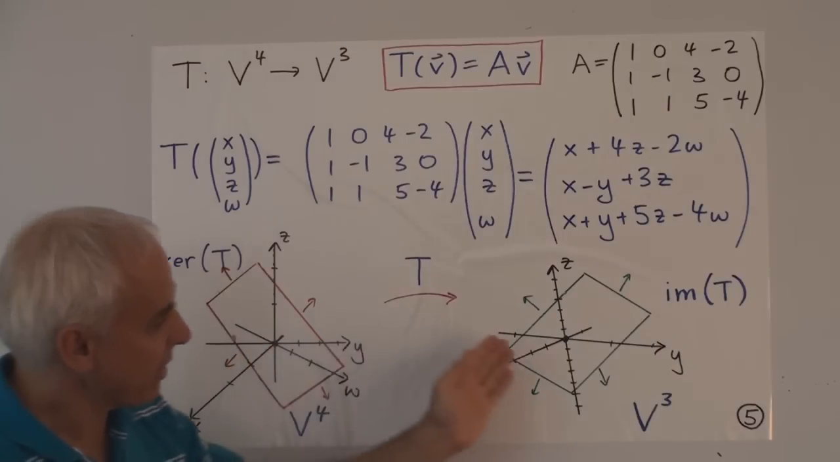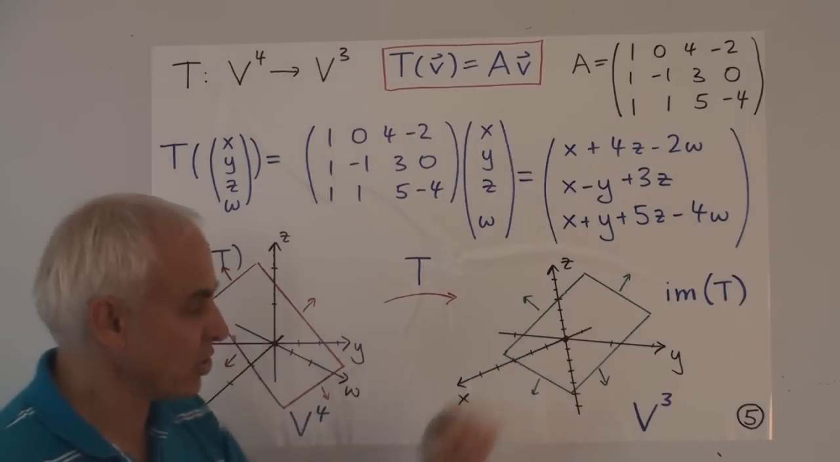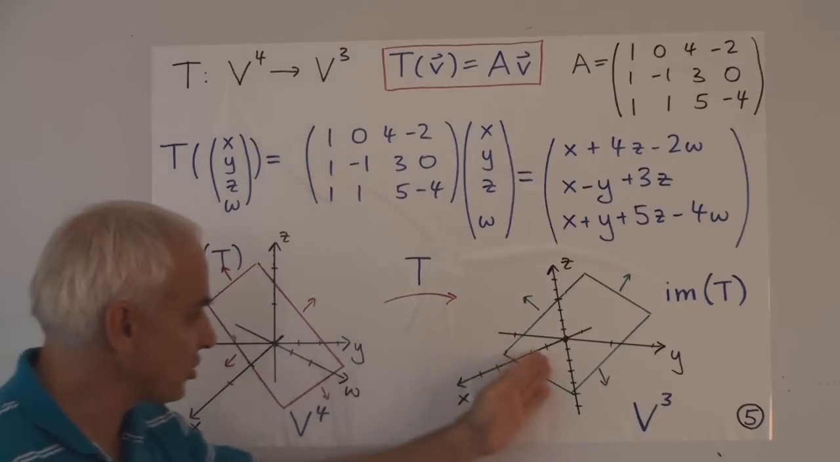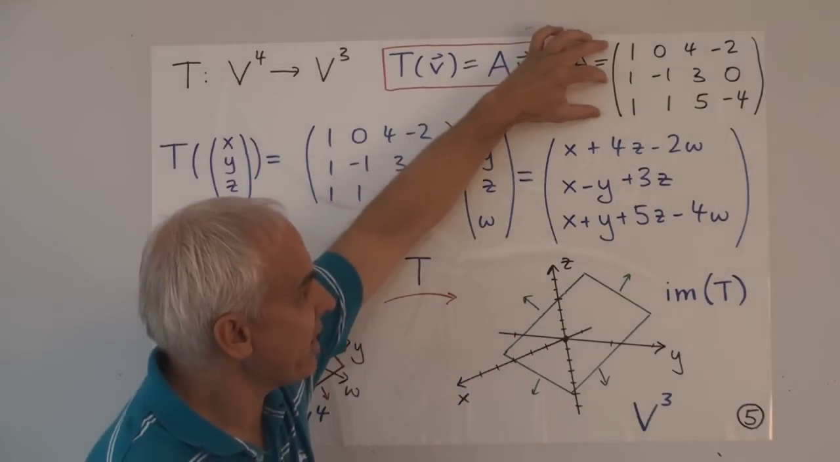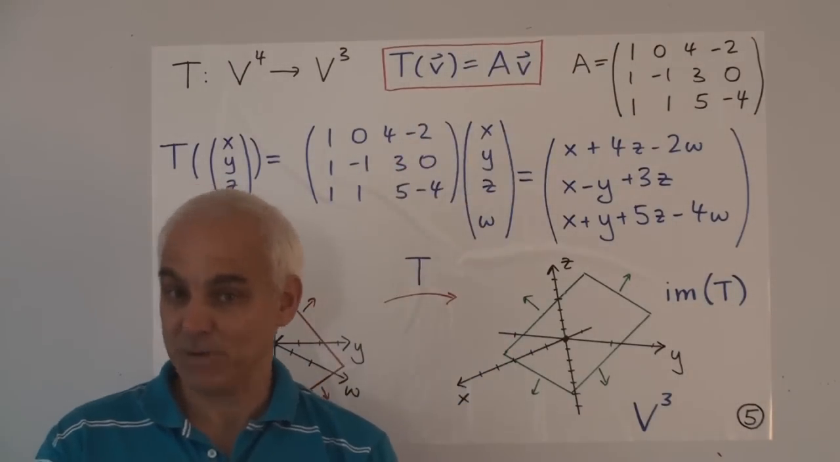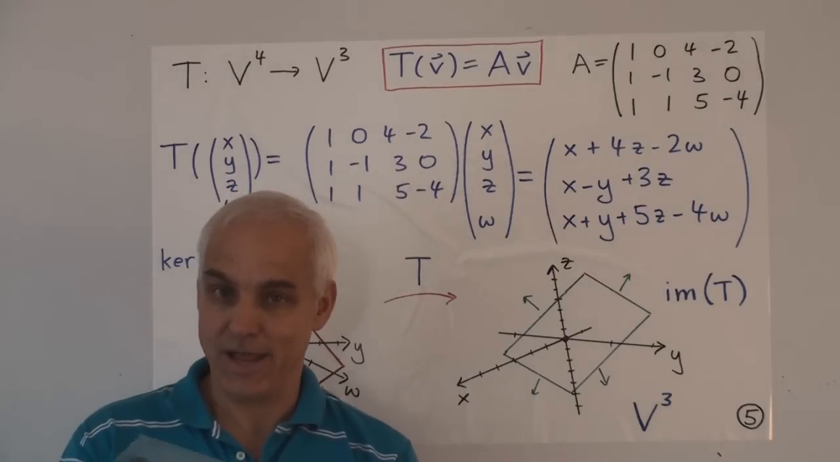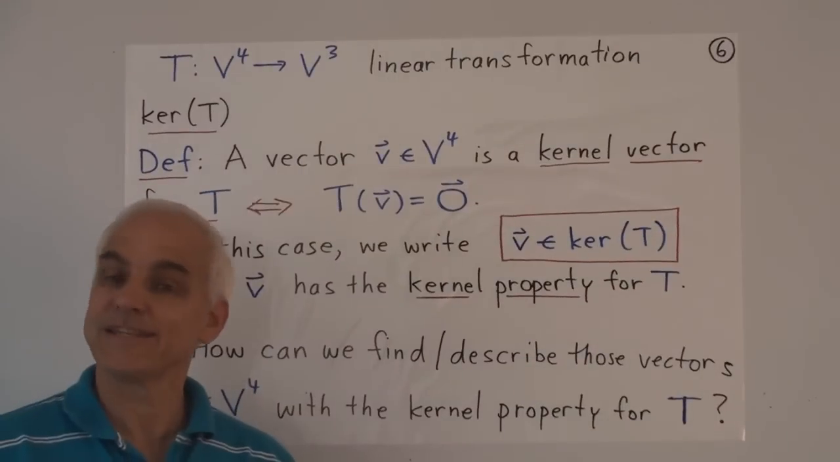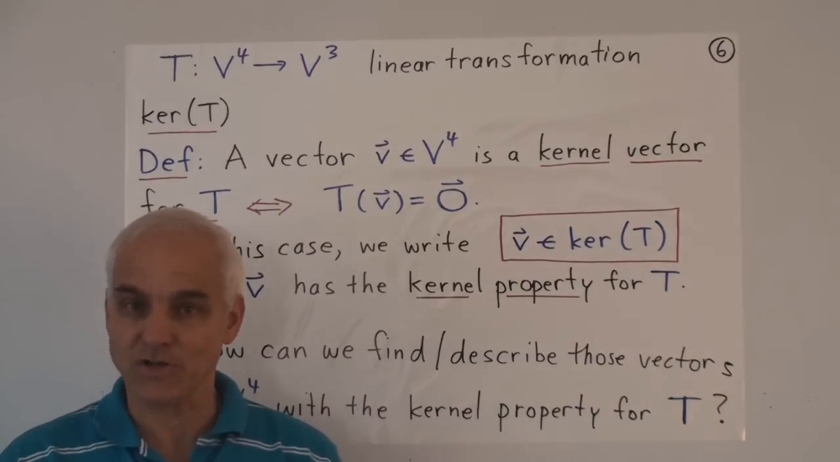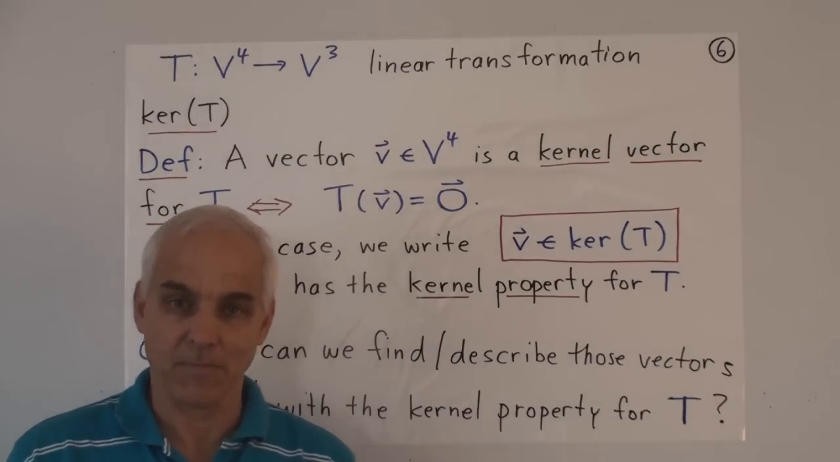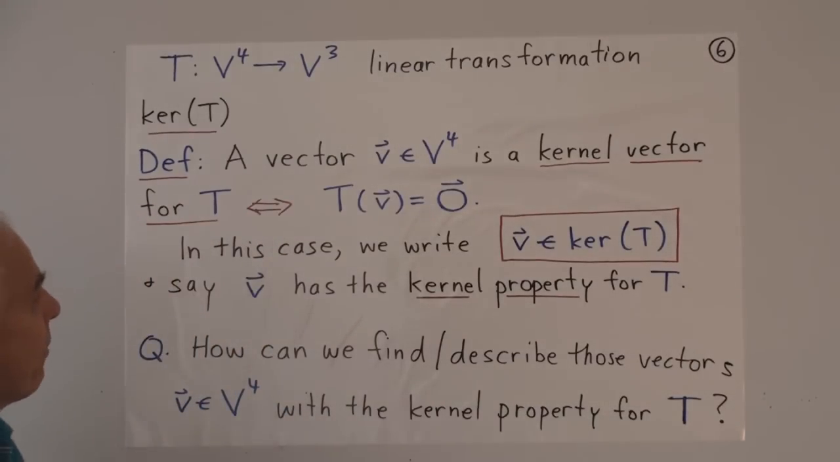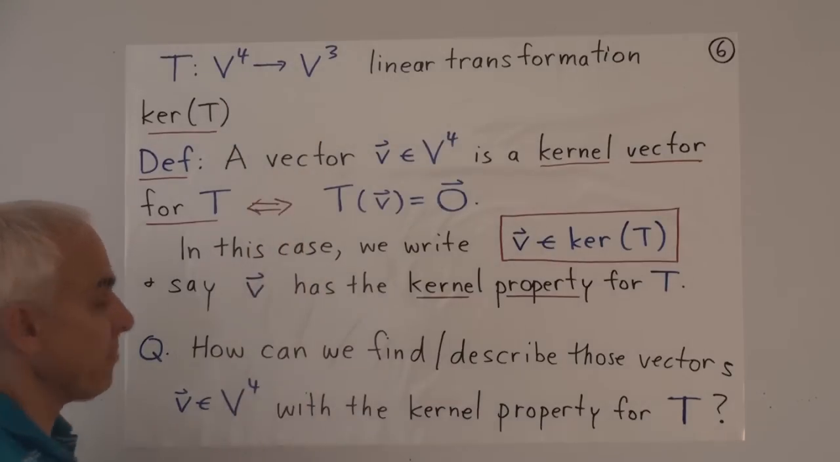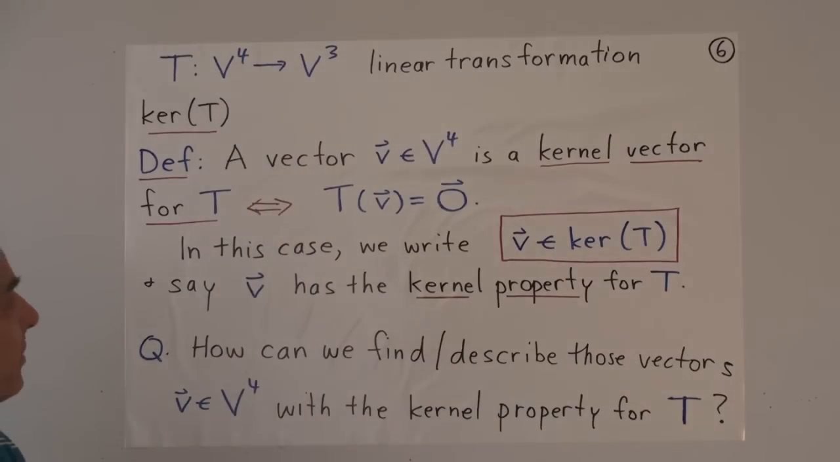So exactly what the kernel and the image look like, and exactly what their dimensions are, depends very much on analyzing this particular transformation that we're looking at. All right, so let's introduce some official terminology to capture what I was just saying on the previous slide. We're going to just work with our particular linear transformation from V4 to V3.